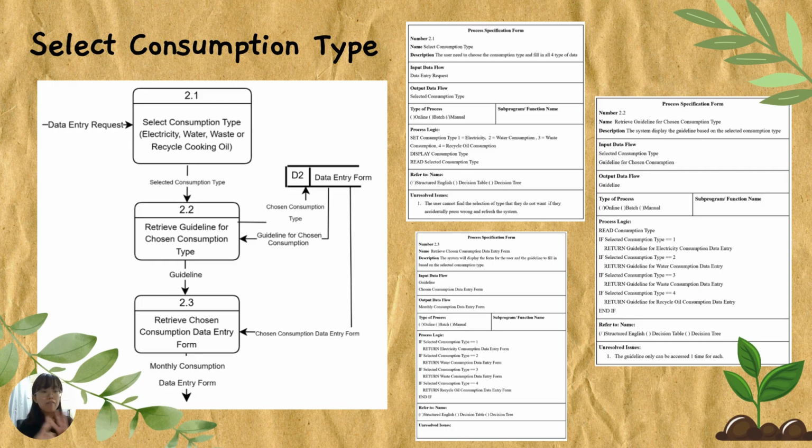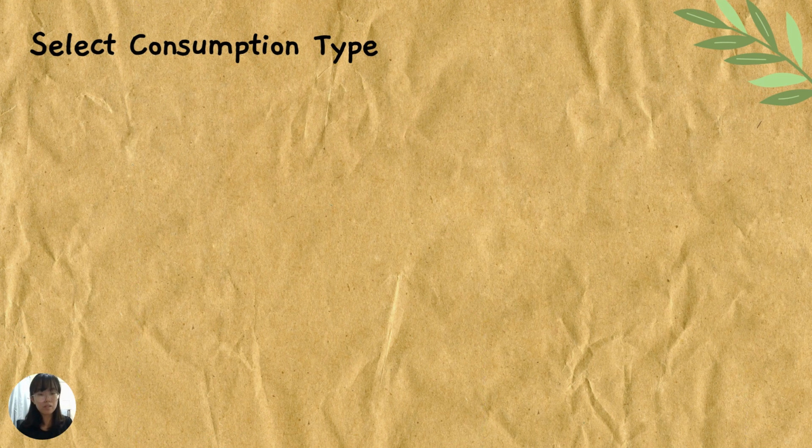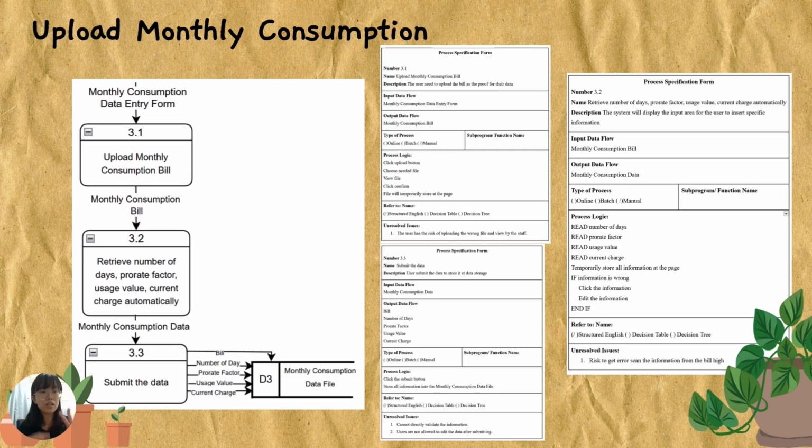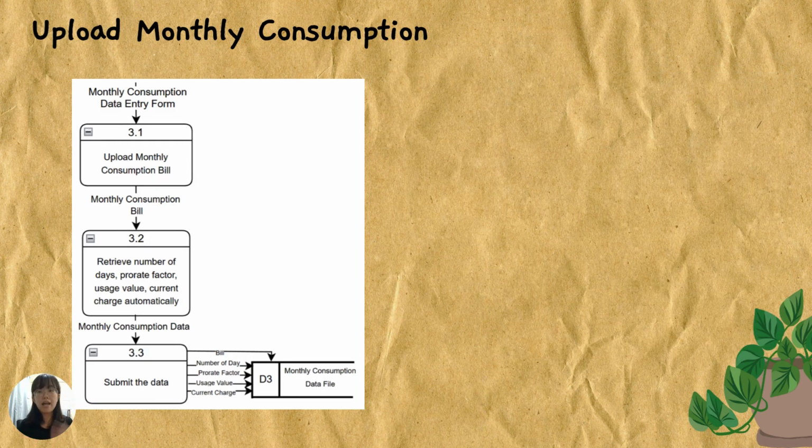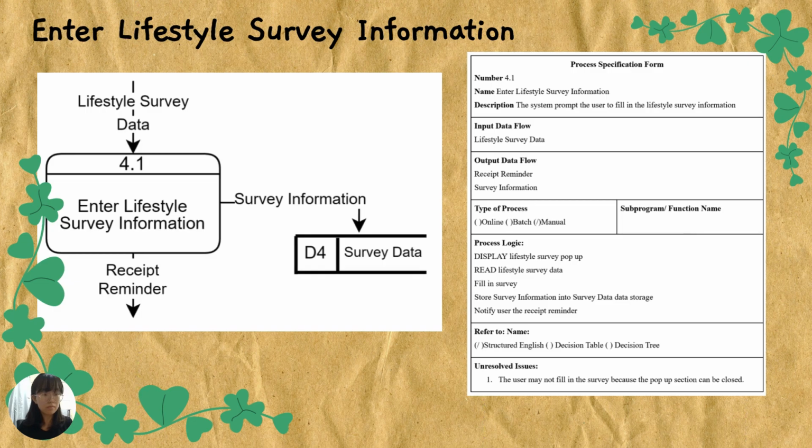So we got 4. After the user selects, then it will go straight to the guideline. And then after the user reads the guideline, then it will go to the form. Then the user needs to upload the bill. Then after that, AI will read and scan the bill and generate the data. Then the user sees whether the data is correct or not. If it's correct, then the user can submit directly. If it is not correct, then the user can edit it. Then the user needs to enter the lifestyle survey information, read, fill in and submit.